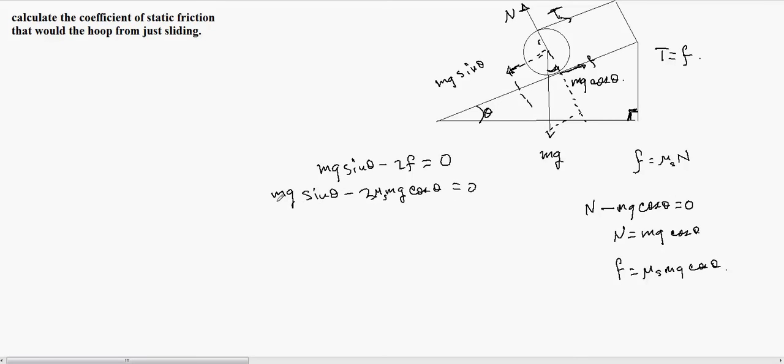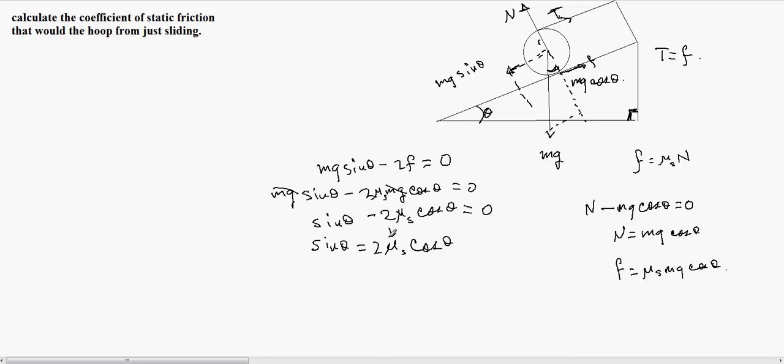And as you can see, we can divide everything by mg, so that drops out. Divide everything by mg, and of course if I divide here by mg, it's still 0. So I get sine of theta minus twice the coefficient of static friction times the cosine of theta. Okay, so if I move this to the other side of the equal sign, the sine of theta equals twice the coefficient of static friction times the cosine of the angle theta.